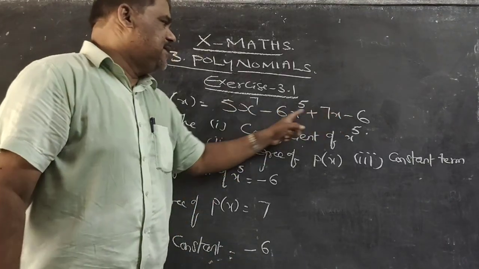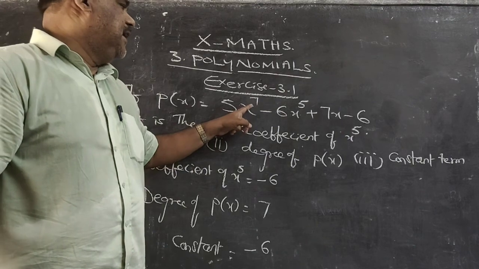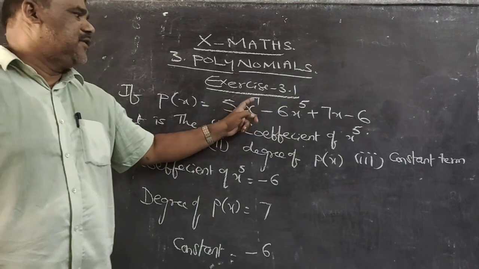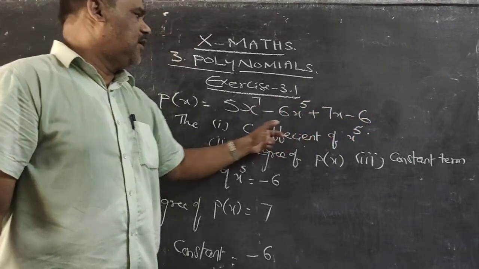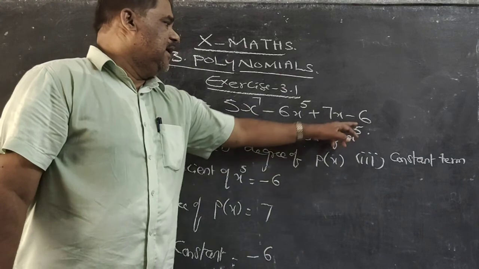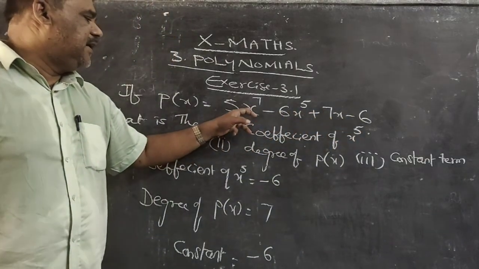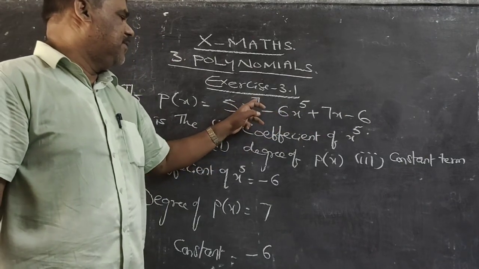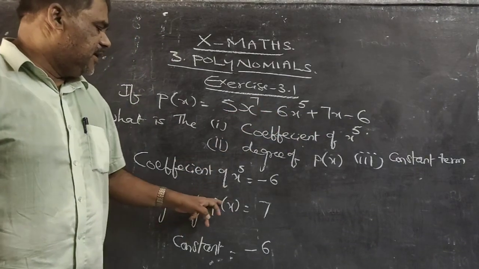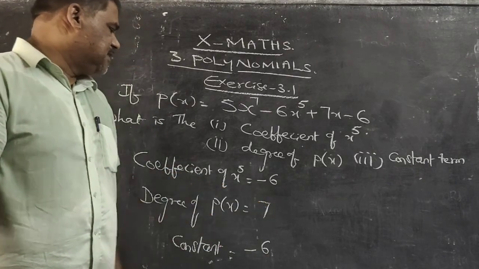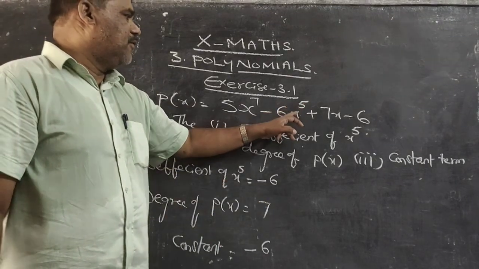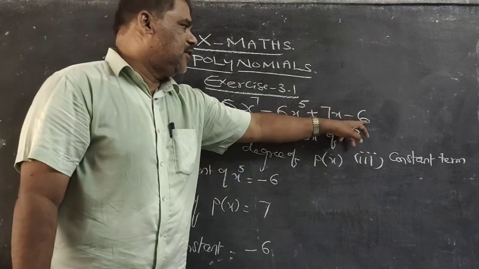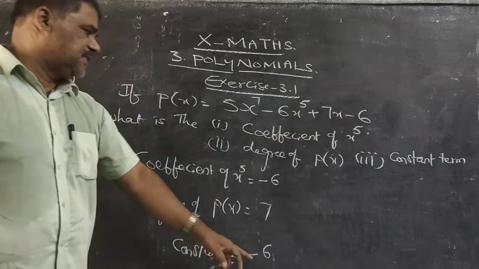So in any expression, if the degree of the variable is not a negative number and not a fraction, then that expression is called a polynomial. So it is a polynomial. The highest power of the variable is called the degree of the polynomial. Here the highest power of x is 7, so the degree of the polynomial is 7. Now next, what is the coefficient of x to the power 5? The coefficient of x to the power 5 is minus 6. The constant term is the term without x, and here it is minus 6.